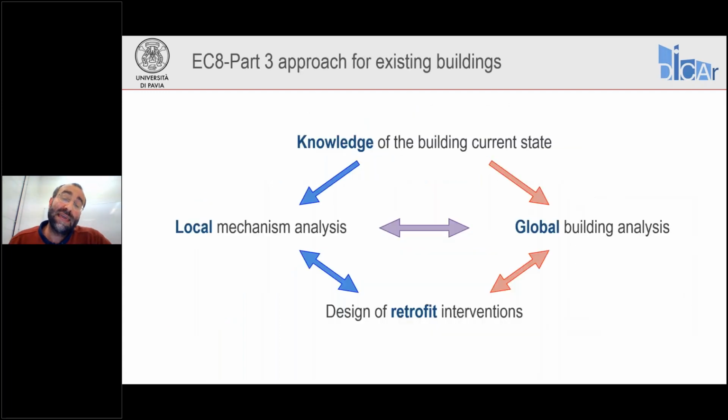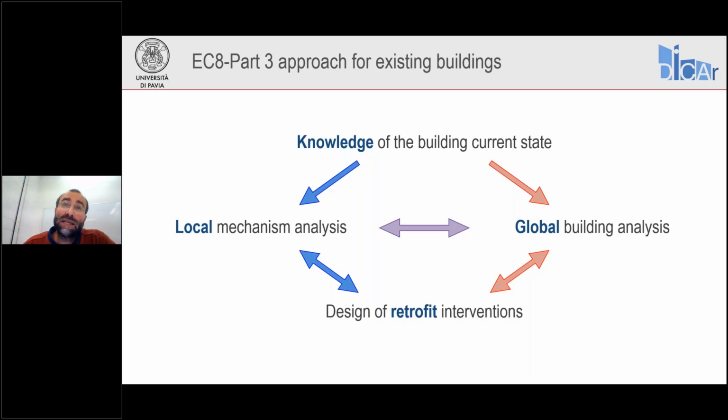Now, the framework in the Eurocode 8 basically comprises four parts. First of all, we need to know the building that we are considering, that we are assessing, and we need to know its geometry, details, materials. So this is the first part of the assessment procedure, knowing what we are talking about. Then we need to analyze the building in its current state to understand if its performance is acceptable or if we need to improve it.